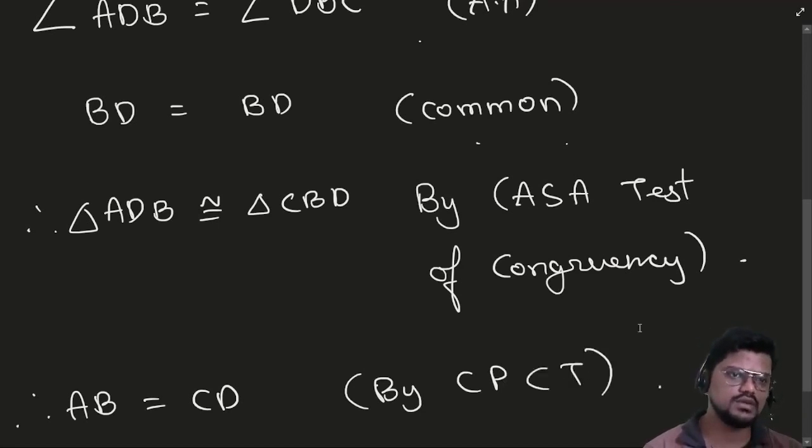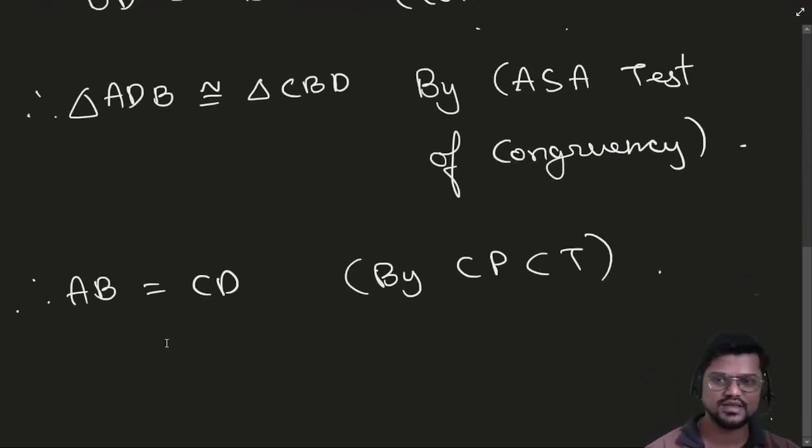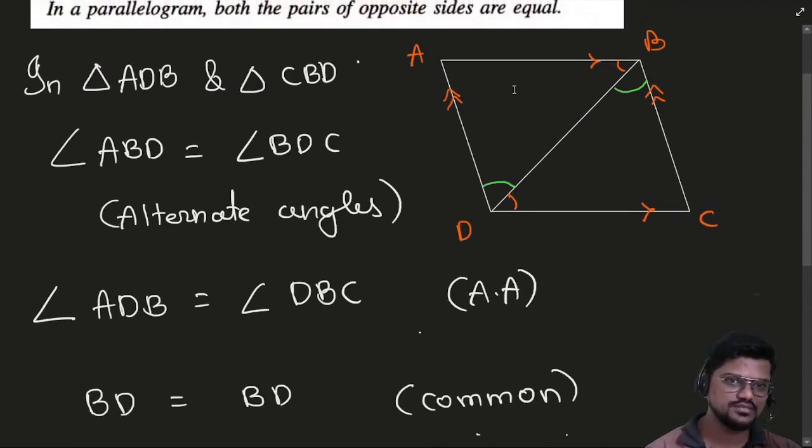Yes or no? CPCT. CPCTC. What is C? Congruent parts of congruent triangles are congruent. It's the same thing. We generally say CPCT. Maybe it is taught to you as CPCTC also, but it is generally said as CPCT. Now AB is equal to CD. Also AD will be equal to BC. That is also a corresponding part of a congruent triangle.